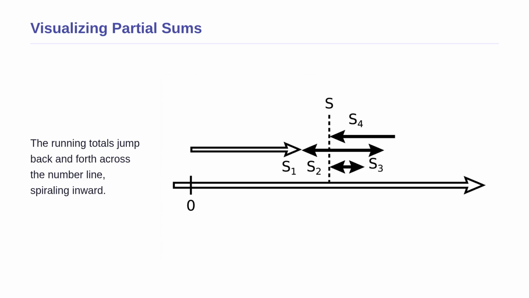This diagram perfectly visualizes the proof we just completed. Look at the number line and follow the arrows. You can see the running totals jumping back and forth. We start at 0, take a large step to the right to reach S1. Then a slightly smaller step back to the left to reach S2. Because the jumps get strictly smaller and smaller, the totals are forced to spiral inward. They can never escape the bounds created by the previous steps. Eventually, this back and forth motion locks onto the final limit value in the center, labeled S. This is the physical meaning of an alternating series converging.